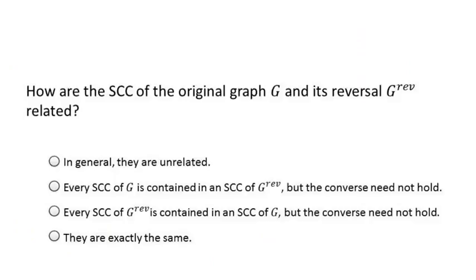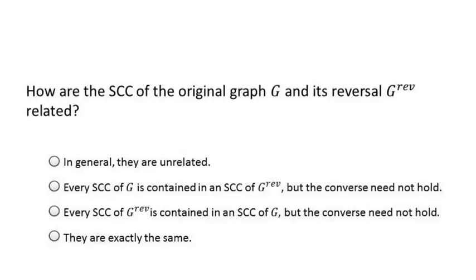So the correct answer to this quiz is the fourth one. The strong components are exactly the same as they were before. In fact, the relation that we described is exactly the same as it was before, so therefore the equivalence classes, the strong components, are exactly the same. So if two nodes are related in the original graph, that is, there's a path from U to V and a path from V to U, that's still true after you reverse all the arcs. You just use the reversal of the two paths that you had before.